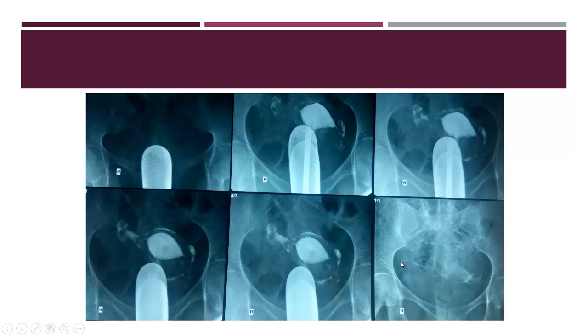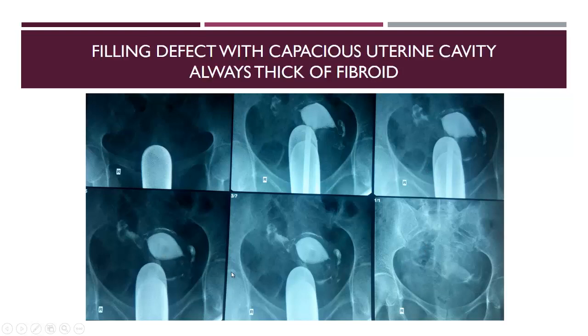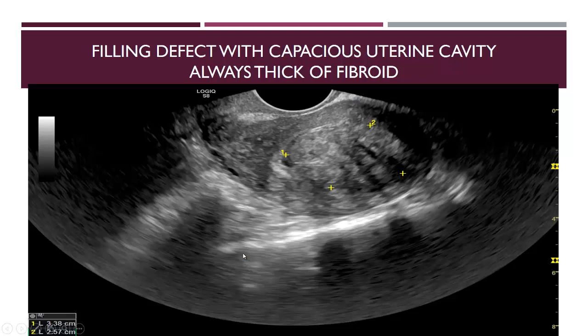It is a capacious uterine cavity, and there is a suspected filling defect here. Again, we can do ultrasound to see this filling defect. With a capacious uterine cavity, think of fibroid. As we saw in the case before, a fibroid usually distorts the cavity if it is subserous in location, making the uterine cavity apparently capacious, like that. This is a large fibroid inside. So, a filling defect within a capacious uterine cavity, always think of fibroid.